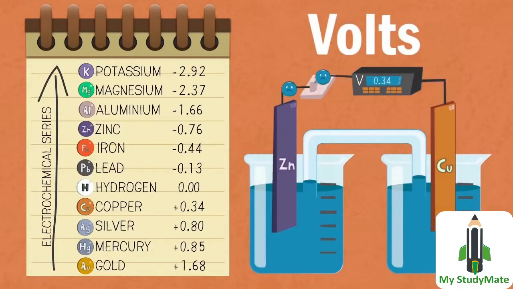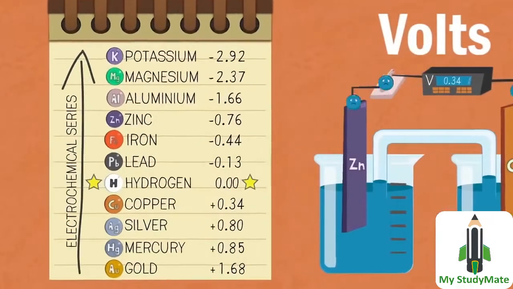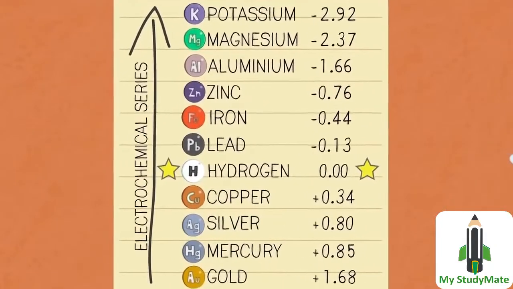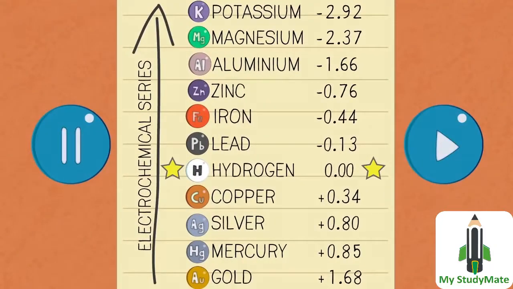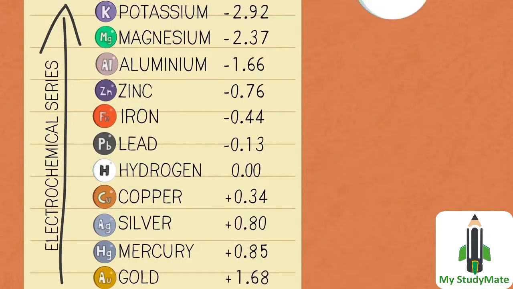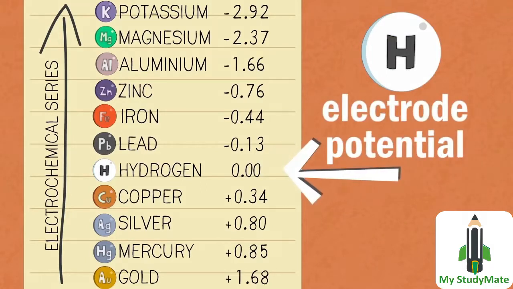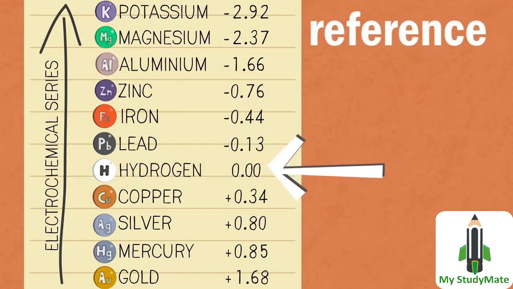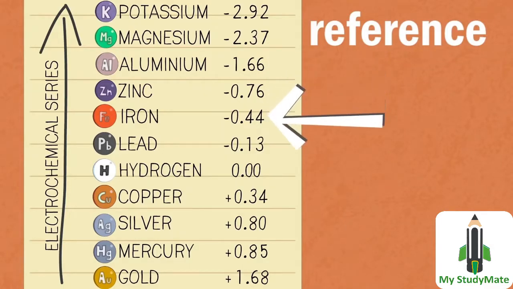What do you notice about hydrogen's voltage, and what is the significance of this? Pause the video and continue when you are ready. The answer is that hydrogen has an electrode potential of 0 volts. The significance of this is that it acts as a reference. All other electrode potentials are measured against this value. It is a bit like the heights of mountains, which are relative to sea level. Sea level is given a height of 0 meters.